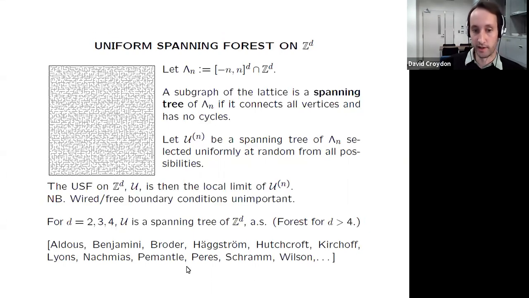Pemantle answered this in his paper in, I think, the 90s, where he constructed the uniform spanning forest, and he showed that the answer depends on the dimension. If we're in dimension 5 or higher, then we actually see a disconnected graph. We can have different infinite components, and so we call this a uniform spanning forest, each of the connected components, of course, being a tree, and we have a collection of these making a forest. In low dimensions, so in 2, 3, and 4 dimensions, we do see a tree, a single connected component. So we can really think of this as a spanning tree of the integer lattice in these dimensions.